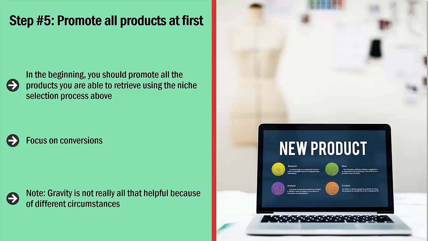Note, gravity is not really all that helpful because of different circumstances. I've already mentioned earlier in this training why you shouldn't just select products based on gravity. Instead, get as many products that are directly related to your niche as possible and promote all those products. You're going to then filter them based on how successful they are.